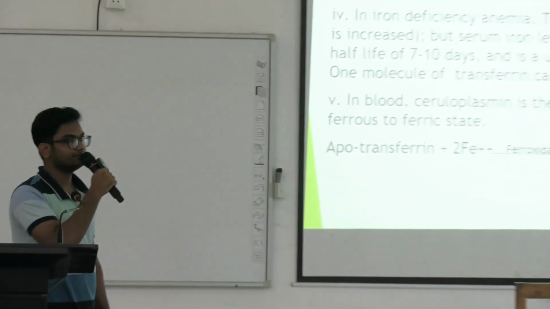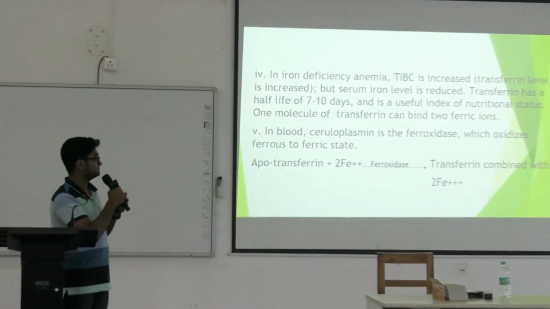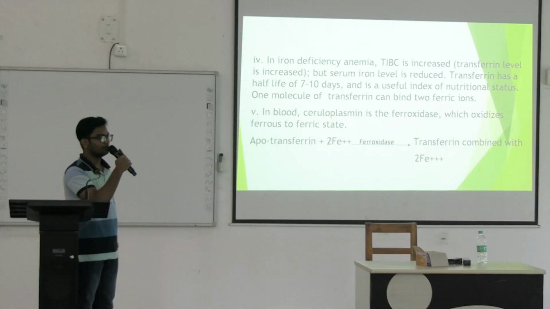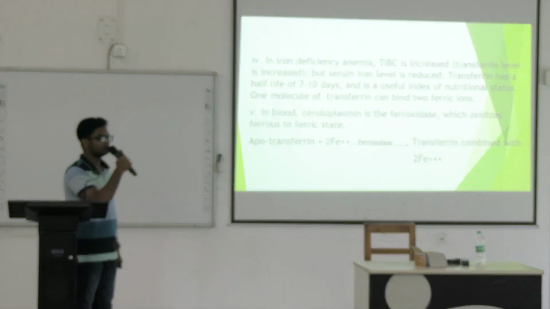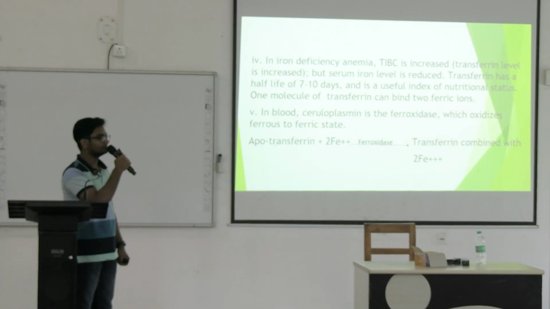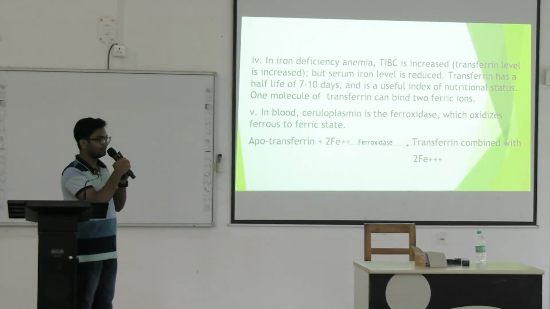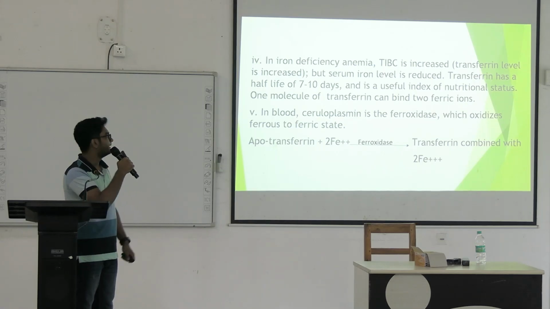In case of iron deficiency anemia, the total iron binding capacity also increases, and transferrin level also increases, but serum iron level is reduced. Transferrin has a half-life of 7 to 10 days and is a useful index for nutritional status, and one molecule of transferrin can bind 2 ferric atoms.